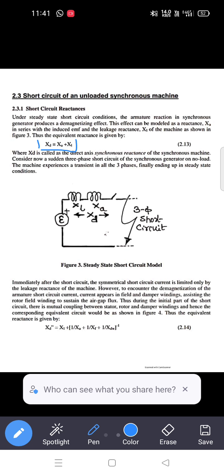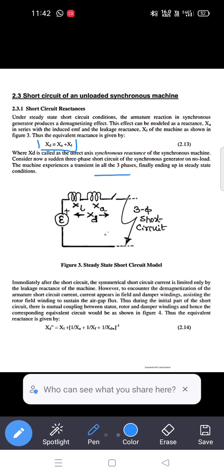Now suddenly let's consider that a three-phase short circuit happens to this synchronous generator on no load. So the machine experiences a transient in all three phases and finally ends up in the steady state condition. But before it comes to steady state, the circuit breaker will work and interrupt the current. The current will rise, so basically when the current is high, the reactance will get reduced.